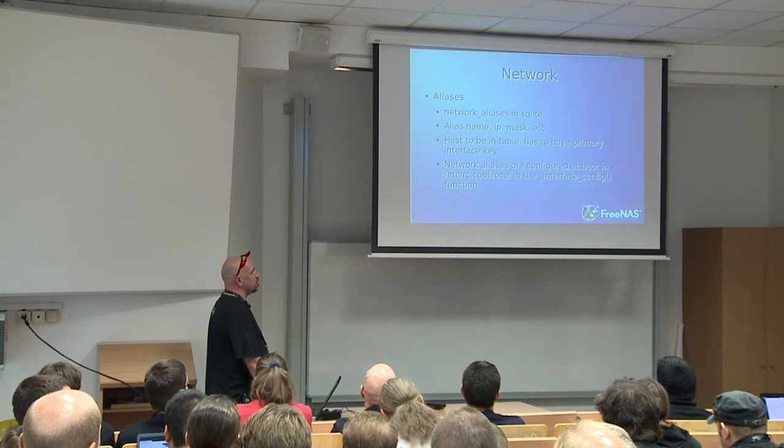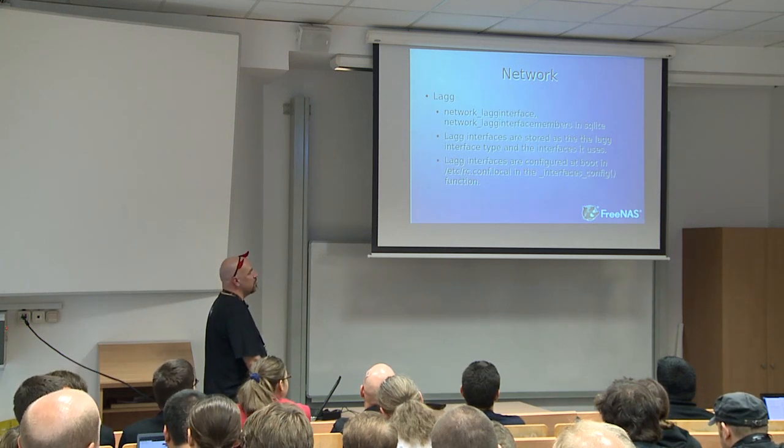Aliases, same thing. Another table, looks very similar to network interfaces, except now we have some keys, so that network alias points to network interfaces, and that's handled in the same place as network interfaces. And LAGG, the same thing. LAGG is a little more interesting, you group together different interfaces, and you can have a different LAGG type and all that. But it's in the database. It's just another table that points to the interfaces and groups them together. VLAN, same thing. Static routes, very simple.